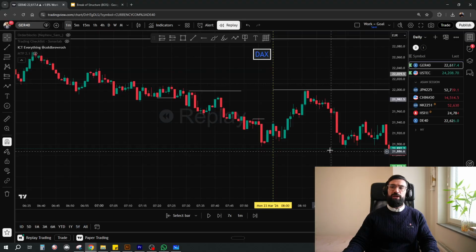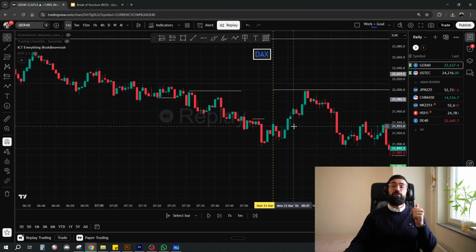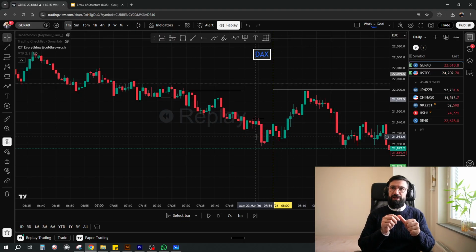So we don't want to take a trade just by one or two confluences. Confluences meaning a liquidity sweep is a confluence. Have I defined a trend? That is a confluence. A break of structure. Has that happened? That is a confluence.